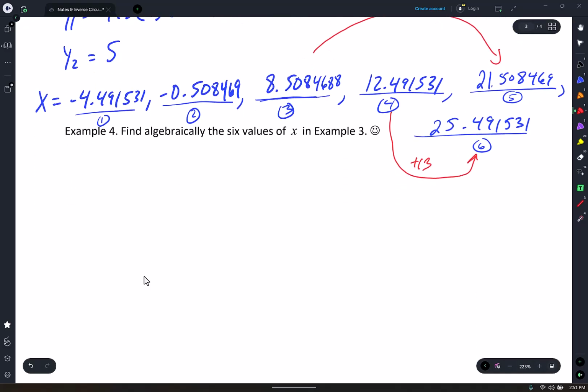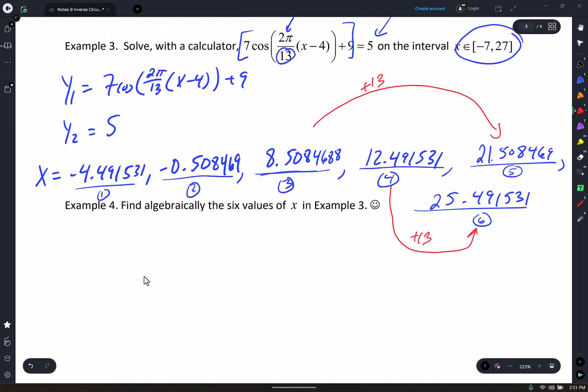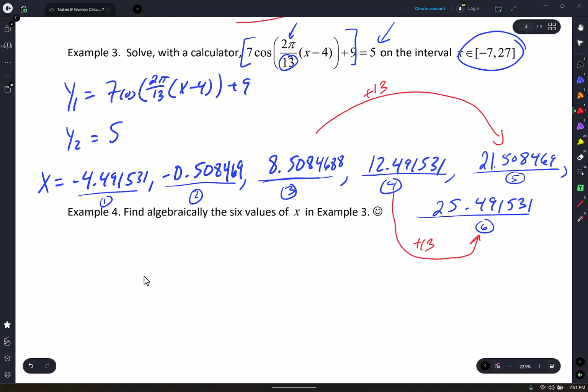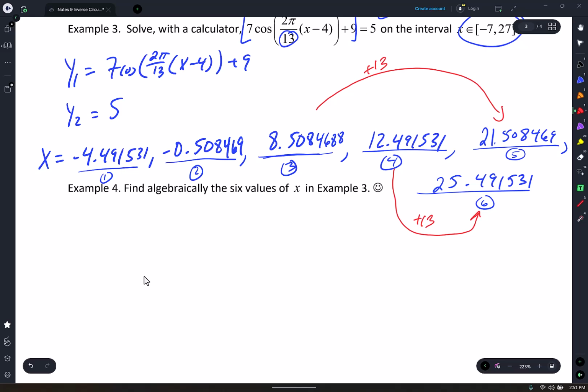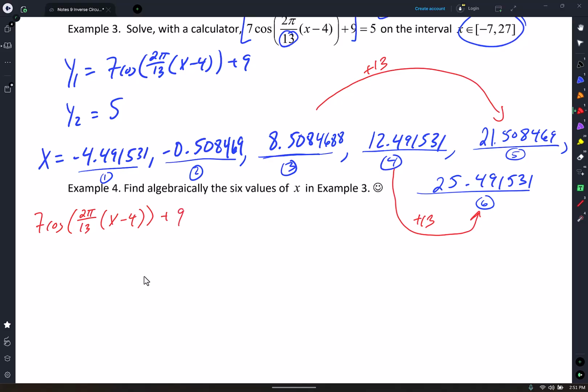Okay. You guys ready? All right. Found algebraically, so that means that we're going to find these values, but with algebra. Don't worry, we're going to use our calculator. We'll be fine. First, start off with this equation. So I'm going to write 7 cosine, open parenthesis, 2 pi over 13, open, x minus 4, close, close, plus 9 equals 5.